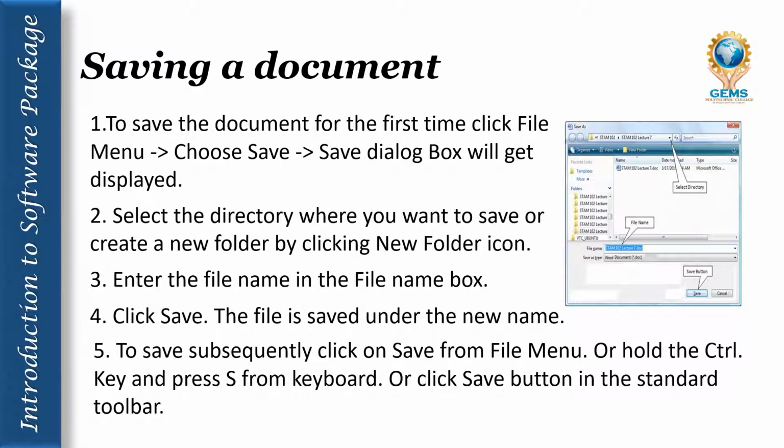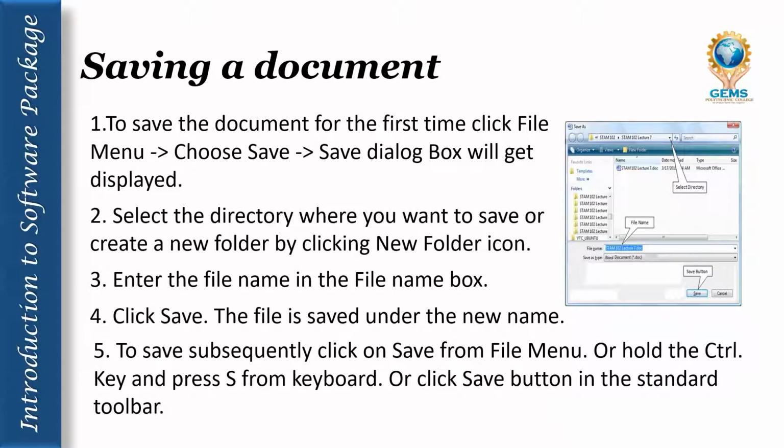After editing a document, you have to save the document into a folder or onto the hard disk. To save the document for the first time, click the File menu, choose Save. There is a save dialog box as per the image shown here. You have to select the particular location and give the file name as per your desire and save it.